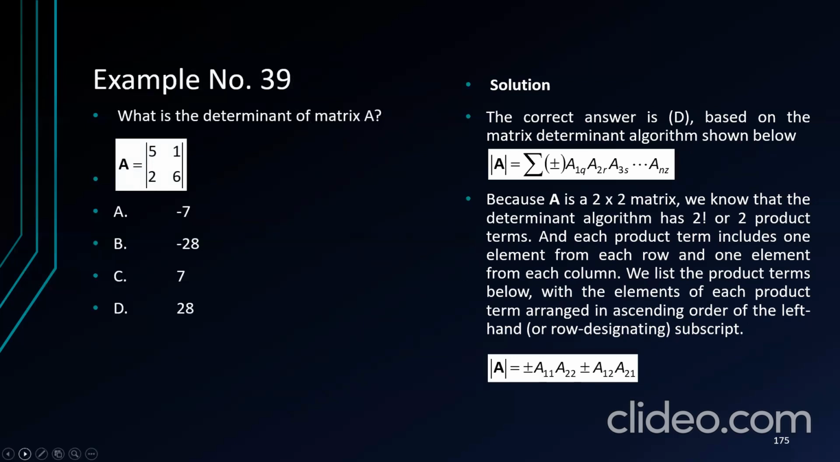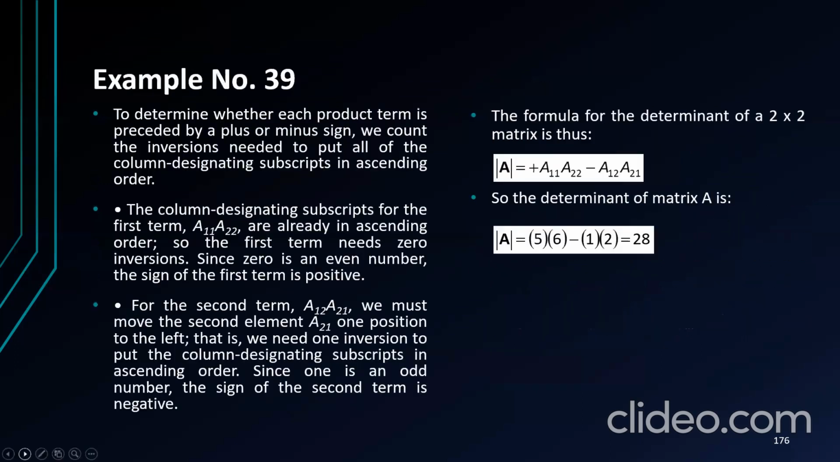Okay, A is equal to plus or minus A11, A22, plus or minus A12, A21. So, ito automatic itong 1, 2. So, this is 0 inversions. So, positive. Itong explanation to, pero kung gano'n, solve na. Hindi na kailangan explanation yan, di ba? To determine whether each product term is preceded by a plus or minus sign, we count the inversions needed to put all of the column designating subscripts in ascending order.